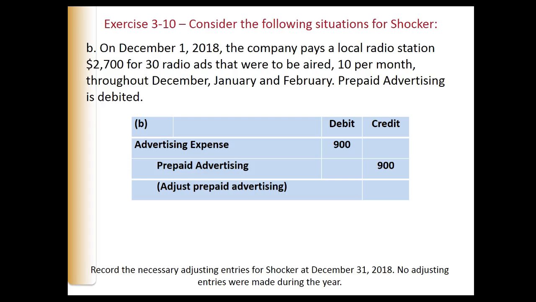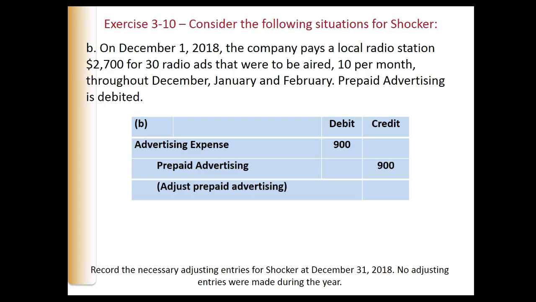Next, on December 1st, the company pays a local radio station $2,700 for 30 radio ads that are to be aired 10 times per month throughout December, January, and February. Prepaid advertising was originally debited. So 10 ads a month, 30 ads in total, $2,700, which means that would be $90 an ad.